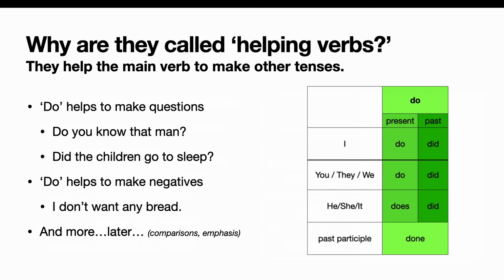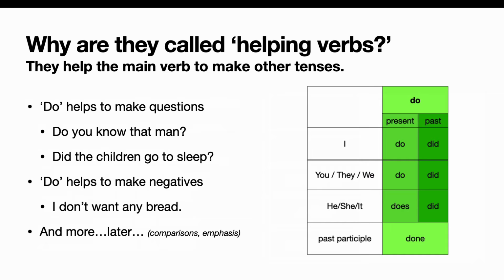Next we have do. Do is used to make questions. Questions that don't have a main helping verb like be and have will use do. So for example, do you know that man? Or did the children go to sleep? These sentences would use do to make questions.